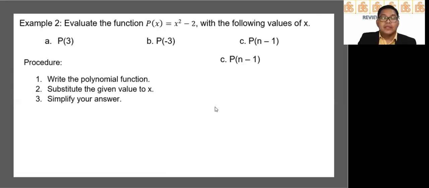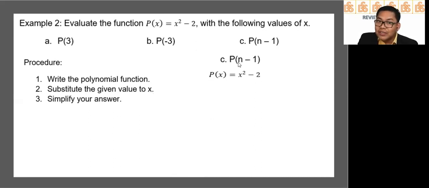Okay, again, this is our procedure. Even if the function changes from linear to quadratic, we are using the same procedure. All right, so write the following function. Again, the given function is p of x equals x squared minus 2. Then we substitute the given value.